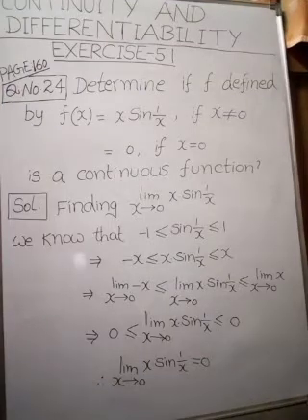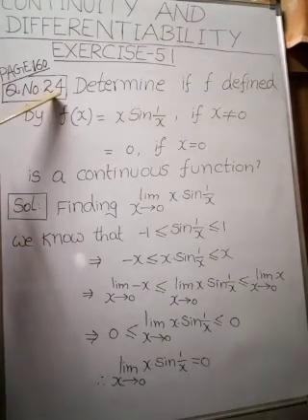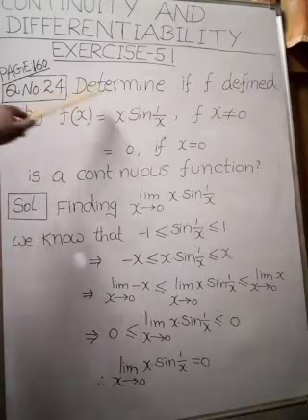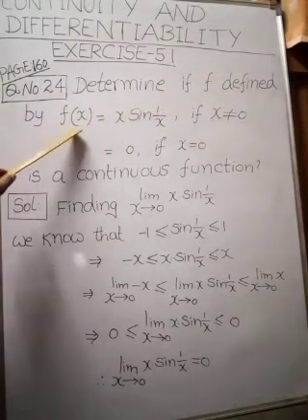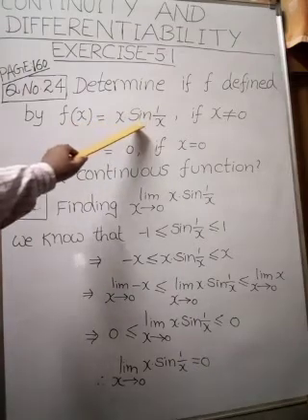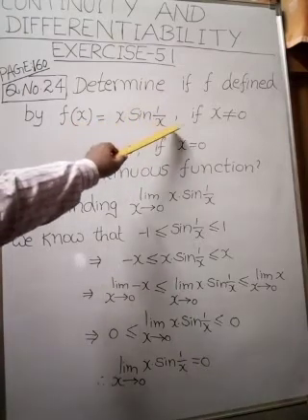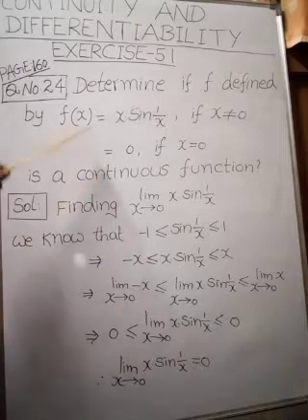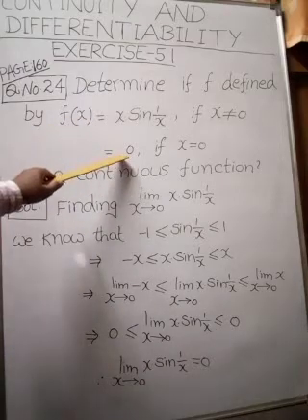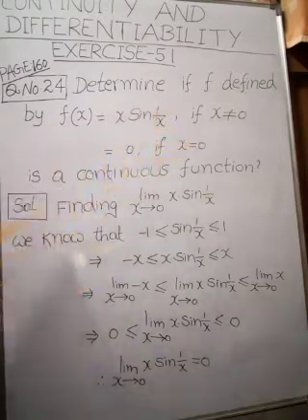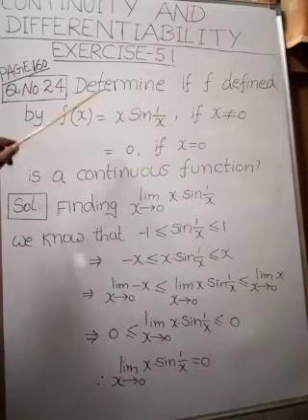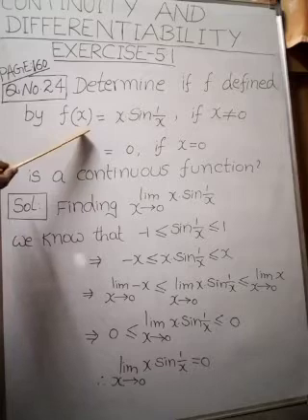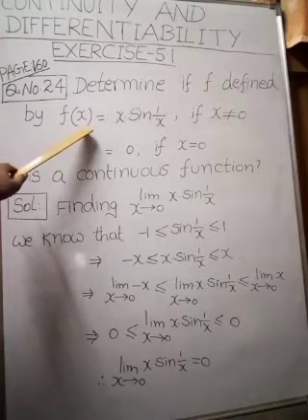Now come to question number 24. Question number 24. Determine if f defined by f of x is equal to x into sin 1 by x if x is not equal to 0, and f of x is equal to 0 if x is equal to 0, is a continuous function. We have to check whether this function is a continuous function or not. Understood the question, my dear children?